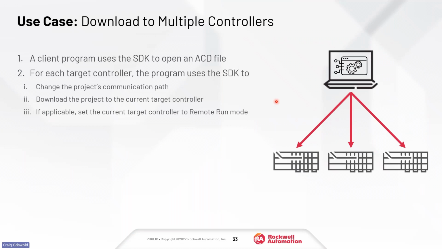So a couple examples in case we haven't seen it. I can use a single workstation in the SDK to download to multiple controllers. What the SDK can be used for is to change the communication path, to download to controller 1, controller 2, and so forth and so on. Download the project to the target controller, and then once I'm done, change it back to run mode.